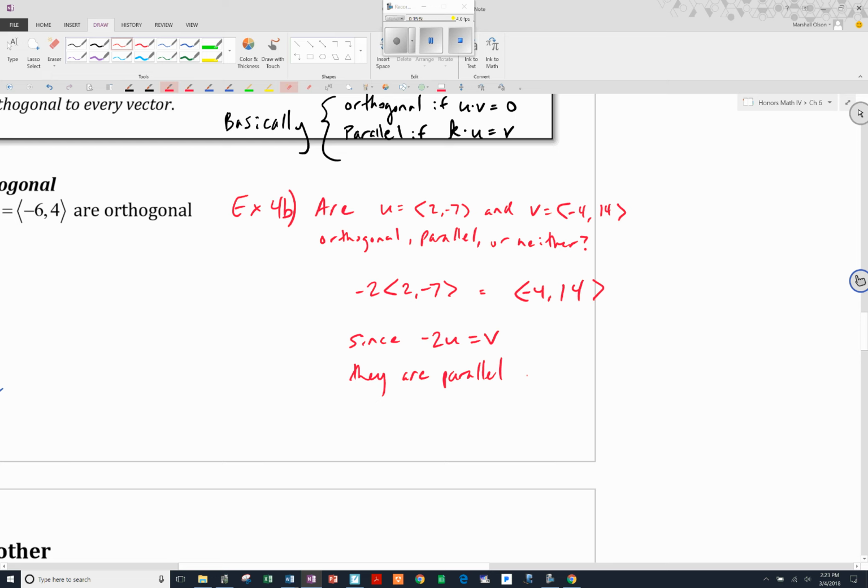Okay, if they aren't parallel, if one is not the scalar multiple of the other, then the next thing I would do is say, okay, if it's not parallel, I would check to see if they're orthogonal by finding the dot product. If the dot product is 0, they're orthogonal. If neither of those things are true, then the answer is just neither. Okay, but in this case, it ends up that they are parallel.